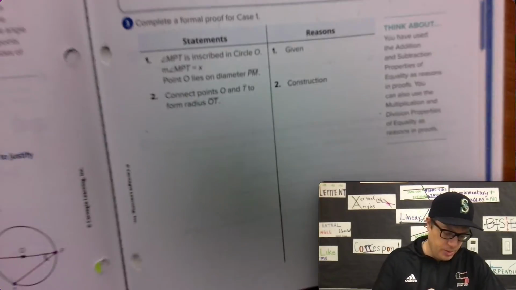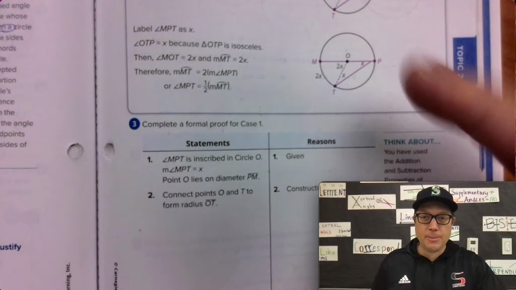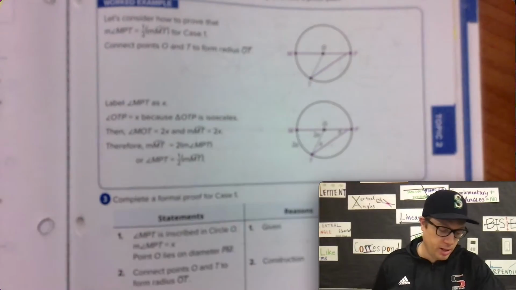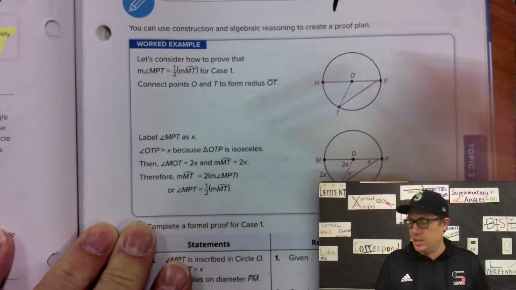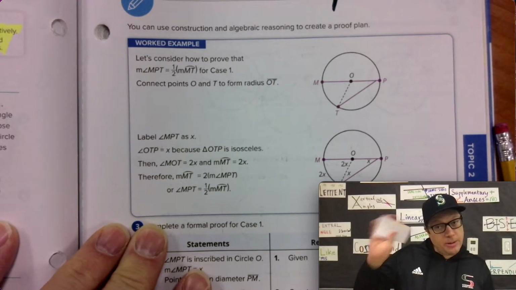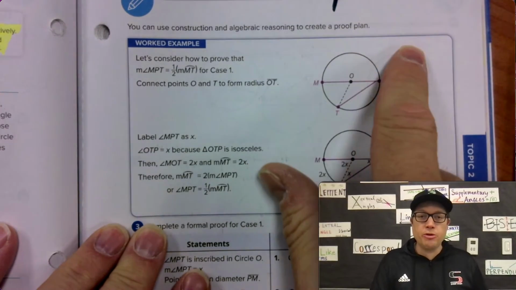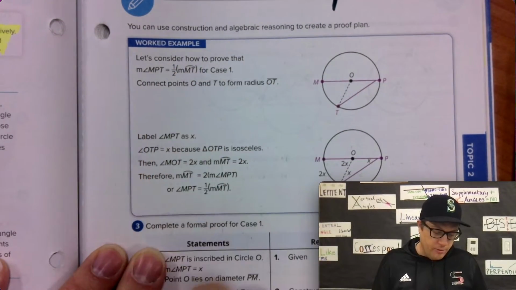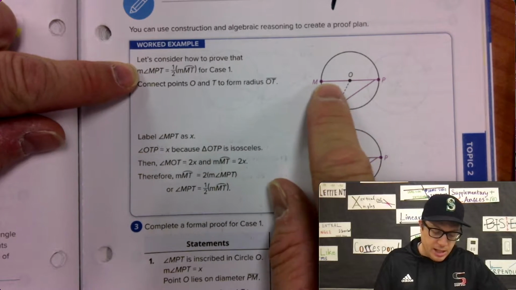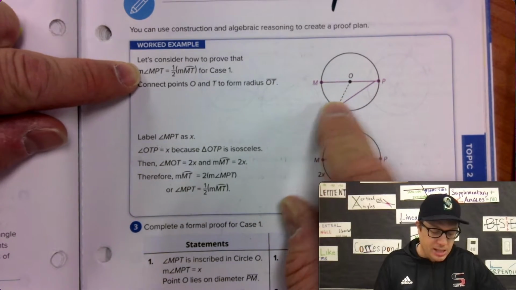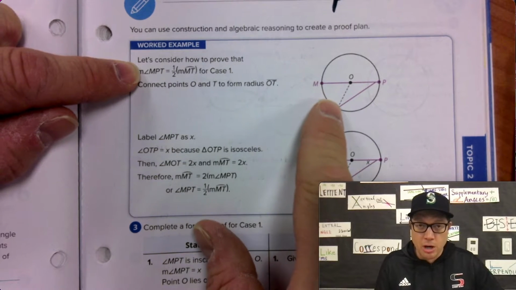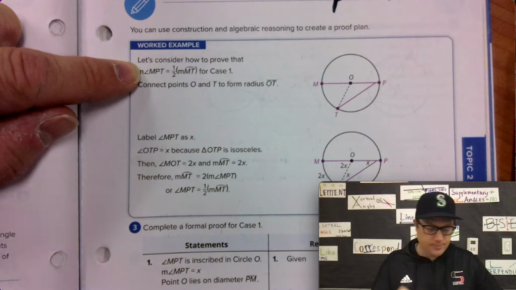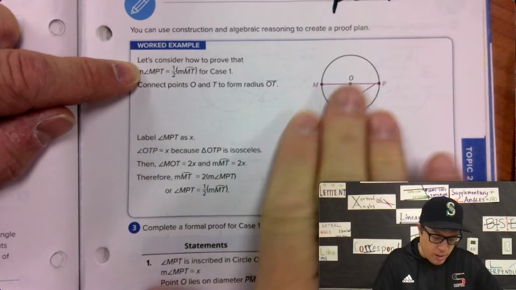All right, let's go. We have a worked example on the top of page 359. Let's take a look at that one. Here we go. You can use a construction and algebraic reasoning, so division property of equality, to create a proof plan. Let's consider how to prove that the measure of this inscribed angle MPT is half of the measure of the intercepted arc MT for case 1. Case 1 being like it's shown right here.